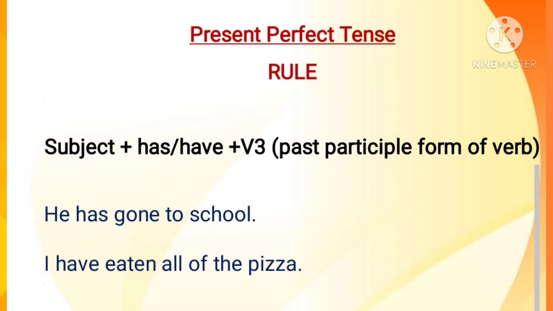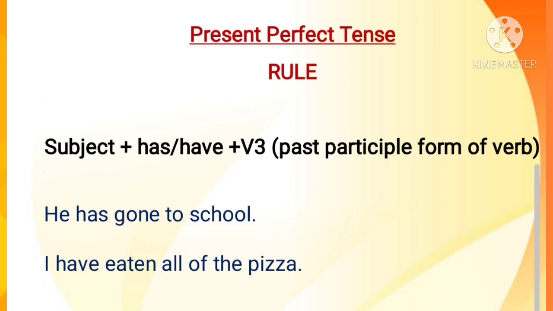Now, let us study the rule to form a sentence in present perfect tense. The rule is subject plus has or have plus V3, that is past participle form of the verb plus other words. So what is the rule? Subject plus has or have. Here, if the subject is singular, then we will use has. If the subject is plural, then we will use have. Plus V3. V3 means past participle form of the verb. Let us look at the examples.